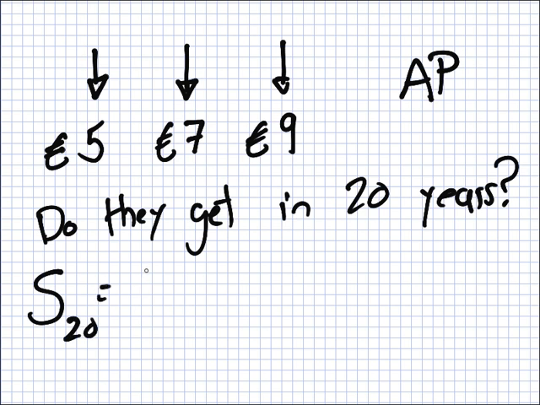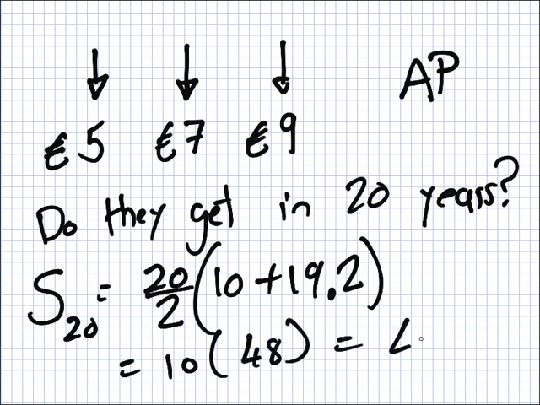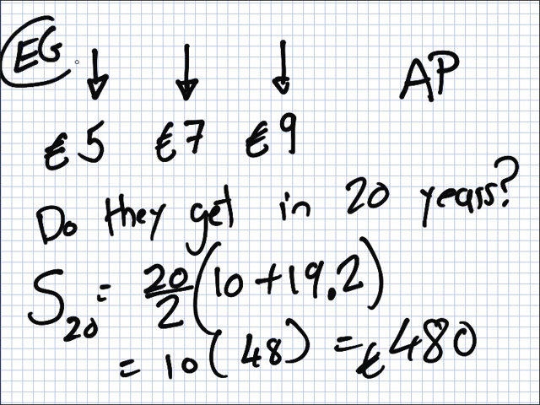It equals n over 2, bracket, 2a. What's a? 5. So 20 over 2, bracket, 2a, what's 2a? 10. Plus n minus 1, 19 times 2. So that would be 10 times 48 is 480, is it? Yeah, in 20 years. Okay, that's our first example, if you want to write that down.